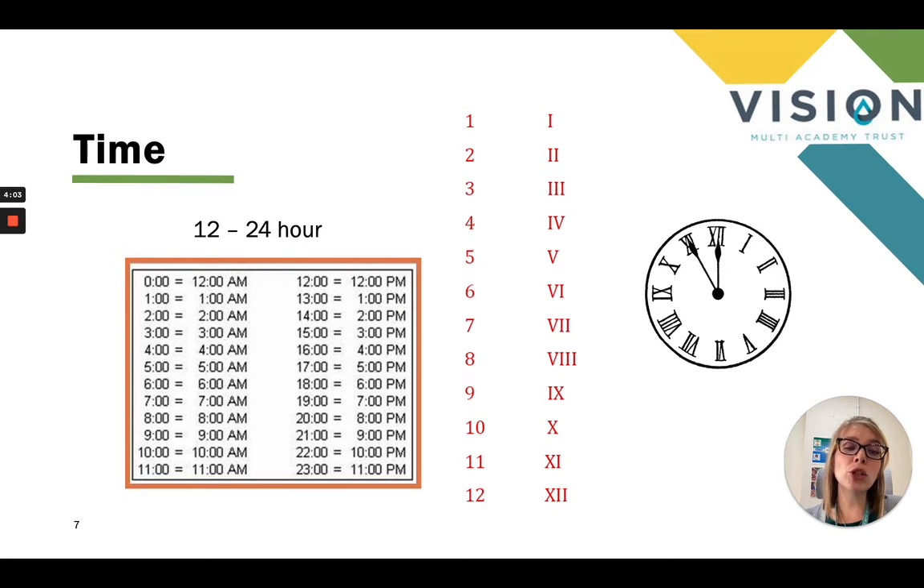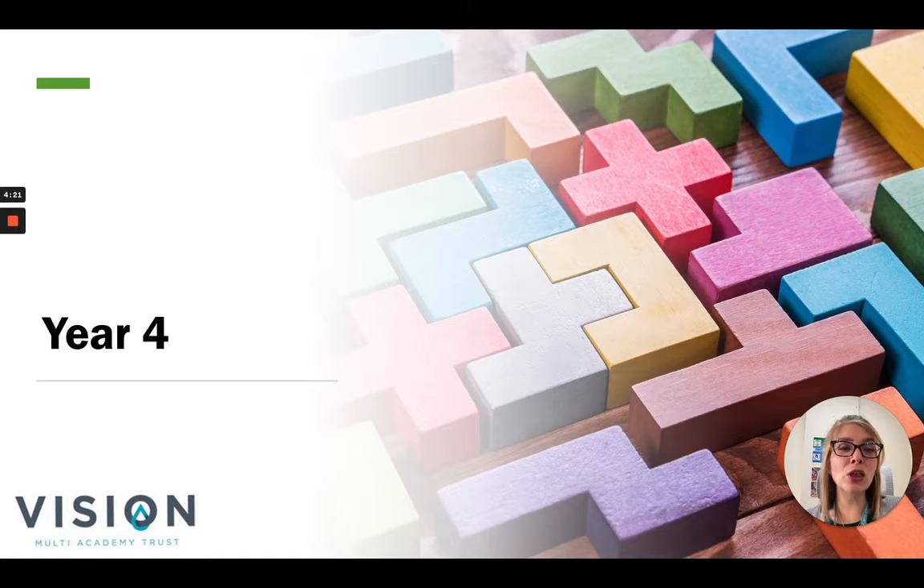Looking at Roman numerals, children need to be aware of the numbers 1 to 12 and how they would look on a clock. Mainly on an analogue clock, as you would very rarely see Roman numerals on a digital clock. So it's just having that understanding of what the numbers represent and where they would be seen on a clock face.